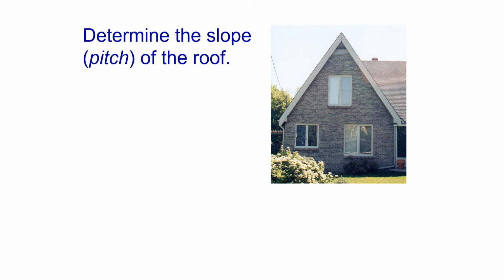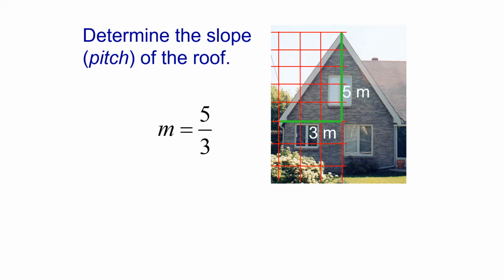Determine the slope or the pitch of this roof. So I don't have a line here. I want to know how steep this is. I'm going to need some coordinates, right? So let's lay a grid over top of that, and then we take 2 points, say here, and we're going to count out the rise and the run, and then we get a slope of 5 over 3. So that's the pitch of the roof.